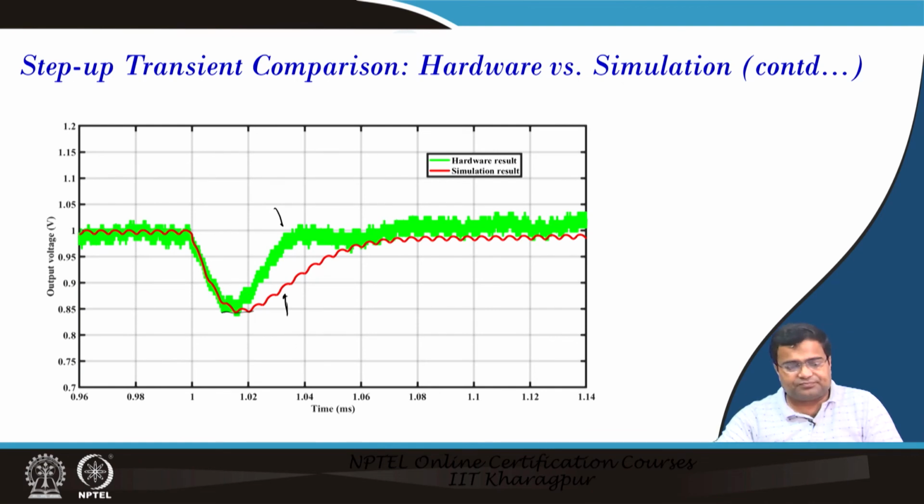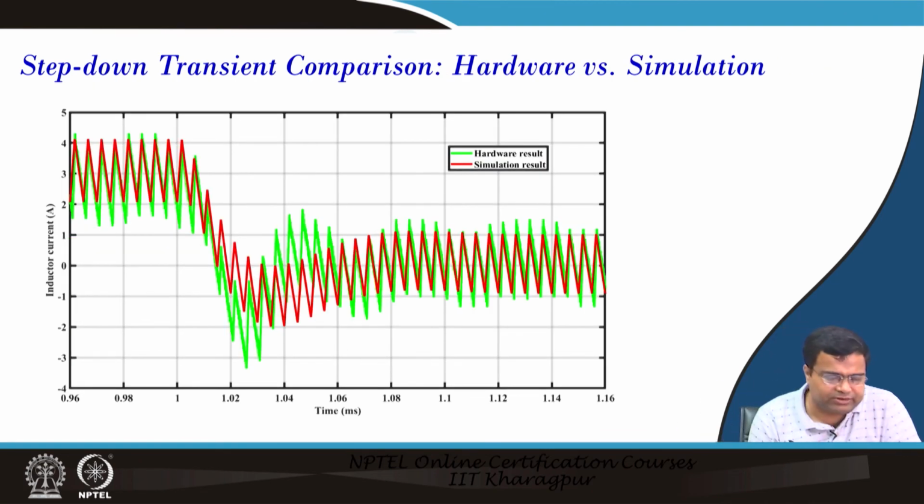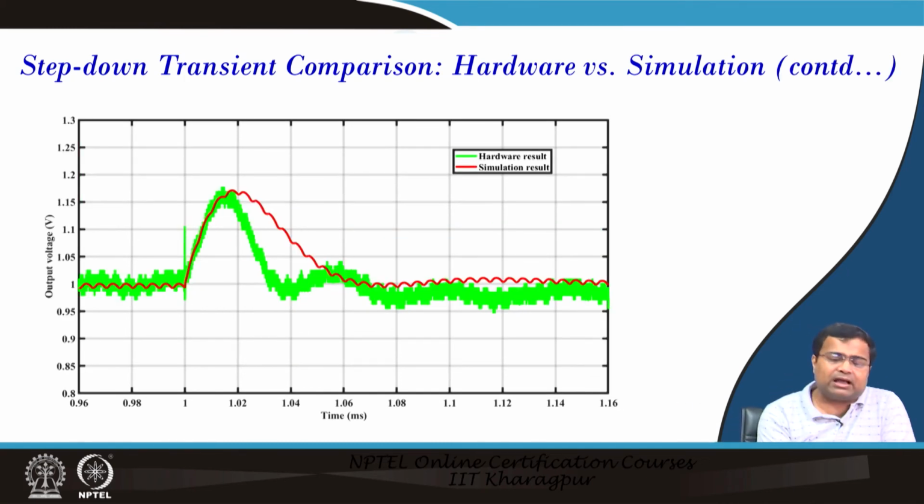So, we can play around with the data and fine tune our simulation parameters so that we can match. Okay. Now, this is a step down transient. Again you can see there is a deviation in the measured current ripple and the simulated current ripple. So, we can change the simulated inductor current by slightly decreasing the inductor value. Again, the simulated step down transient has a slightly higher recovery time or settling time compared to the experimental result.